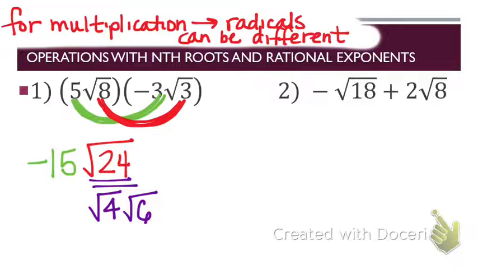So I have this -15. The square root of 4 is going to just change to a 2. The 6 has to stay. So what I can do, now that I simplified that 4 down to a 2, I can multiply the -15 times the 2. So my final answer would be -30 square root of 6.